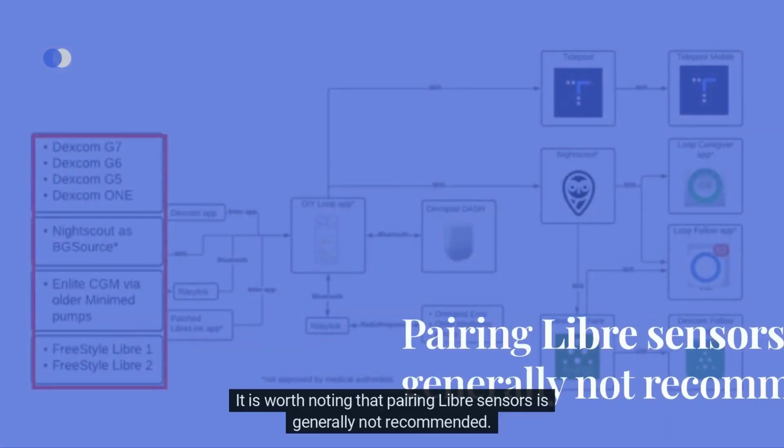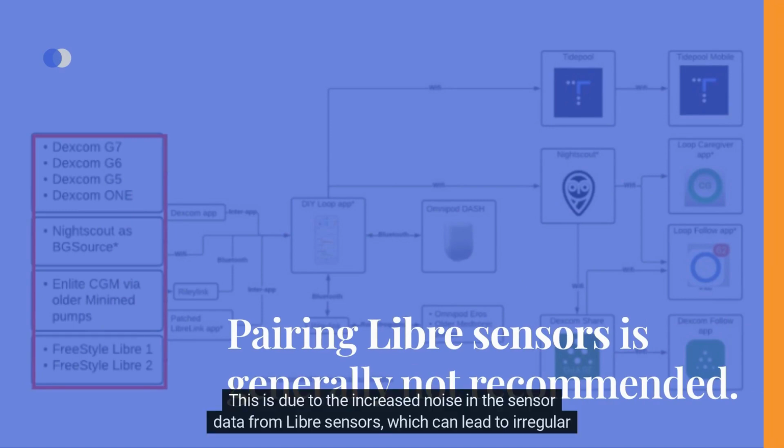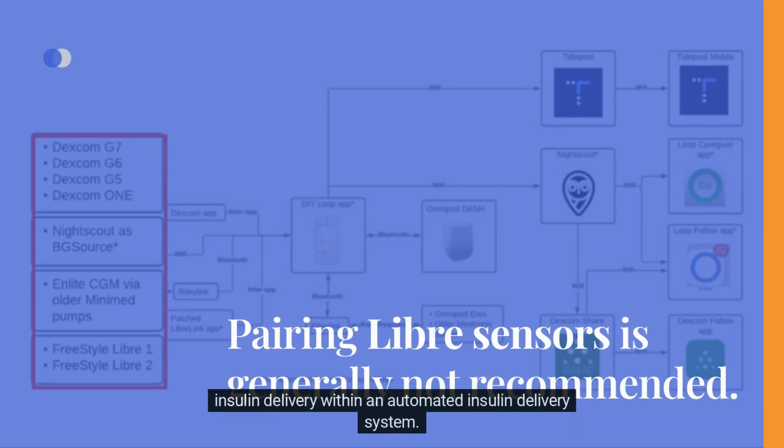It is worth noting that pairing Libre sensors is generally not recommended. This is due to the increased noise in the sensor data from Libre sensors, which can lead to irregular insulin delivery within an automated insulin delivery system. Therefore, it is advisable to choose Dexcom sensors if you have access to them.